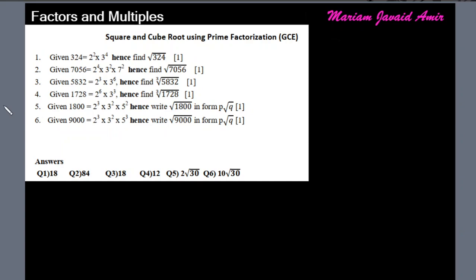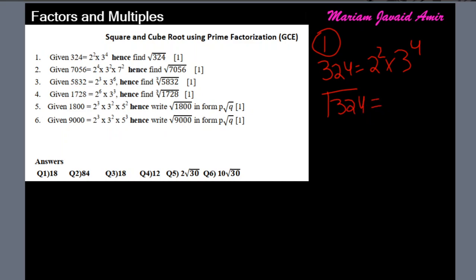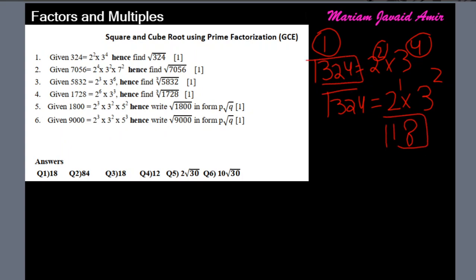Alright, let's do one. We're given 324 is 2 power 2 times 3 power 4, and next we have to find the square root of 324. What we need to do is simply divide these powers by 2. So we get 2 power 1 times 3 power 2, so we get 9 times 2, which is 18. So the square root of 324 is simply 18.